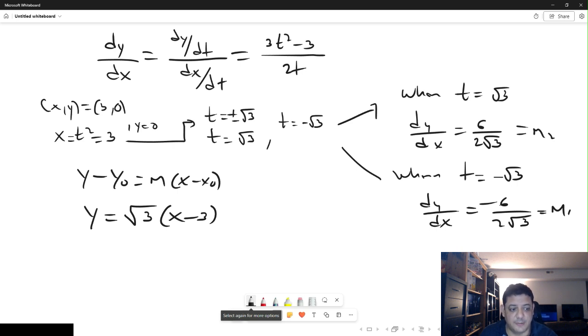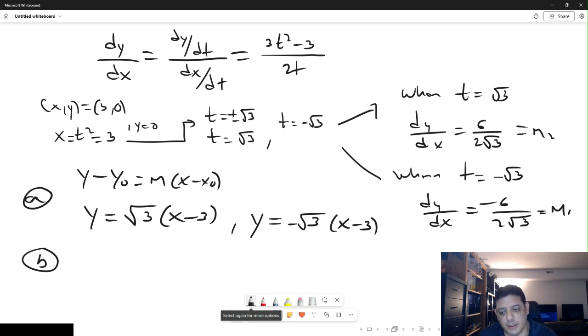Similarly here, 6 divided by 2 is 3, minus 3 over square root of 3, which means that this is going to be negative square root of 3. So the second line is just going to be y equals minus the square root of 3 times (x minus 3). And so this is giving me the two different tangent lines that I have when we are at the point (3, 0). So this is pretty much part A of our questions.